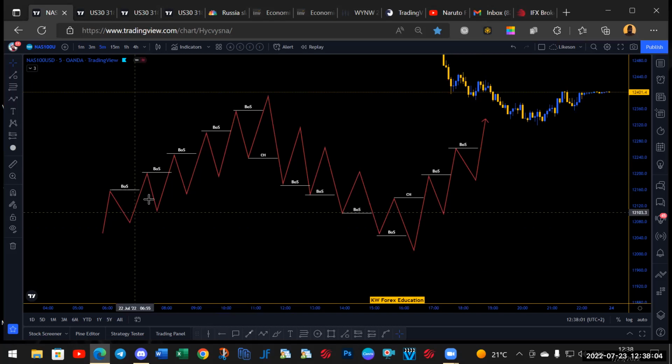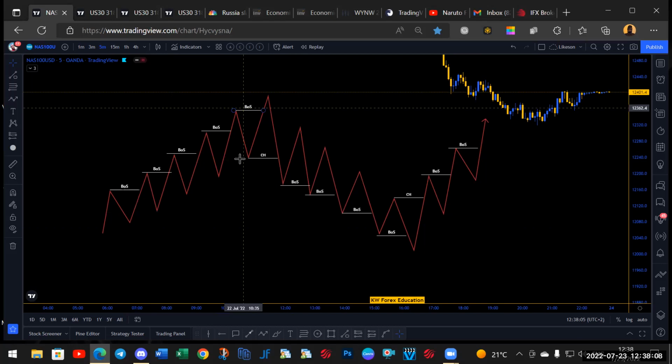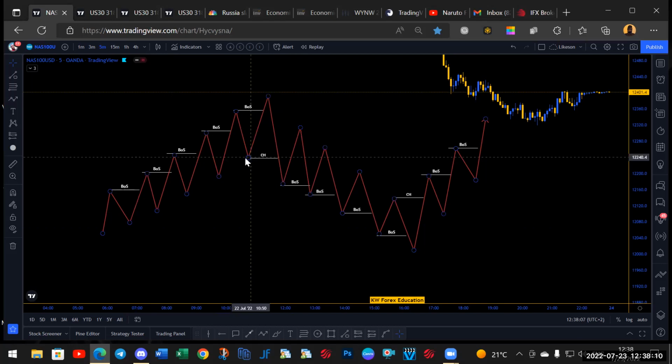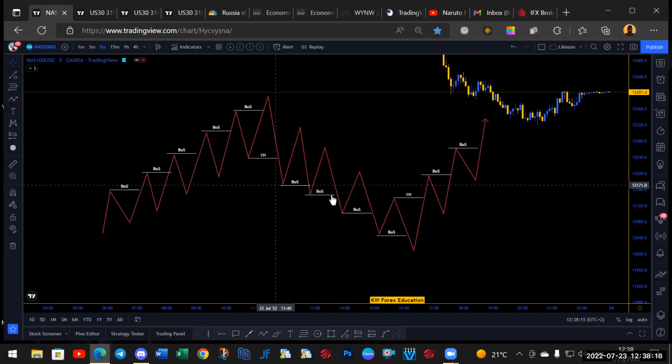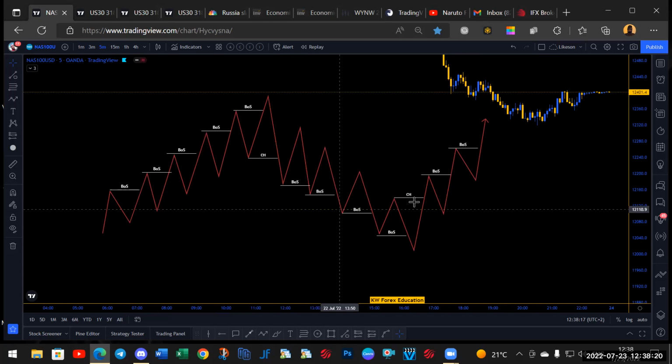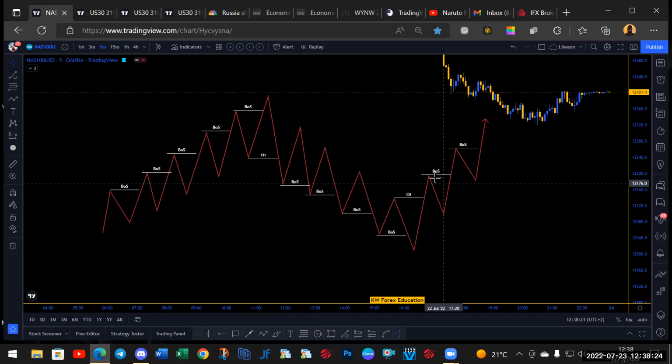So the market was in an uptrend, making break of structure, break of structure, break of structure, break of structure. Then here it takes out the lowest point in this uptrend, creates a change of character here, then starts making break of structure to the downside, break of structure to the downside, again changes character, indicating the price is going back up, then creates more break of structure to the upside, right? So this is how the market behaves.